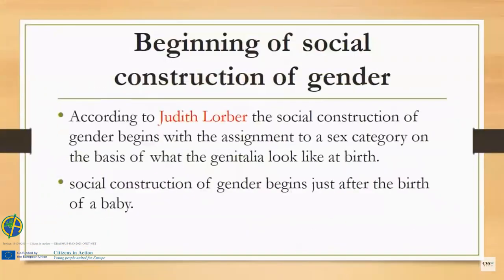Beginning of social construction of gender. According to Judith Lorber, social construction of gender begins with the assignment to a sex category on the basis of what the genitalia look like at birth. So she basically says that the social construction of gender is a process which starts just after the birth of a child. When a child comes into this world, society starts constructing its gender. At first sight, society sees the genitalia of the newborn baby and decides accordingly that the baby is either male or female. So in this way, the social construction of gender begins just after the birth of a baby.